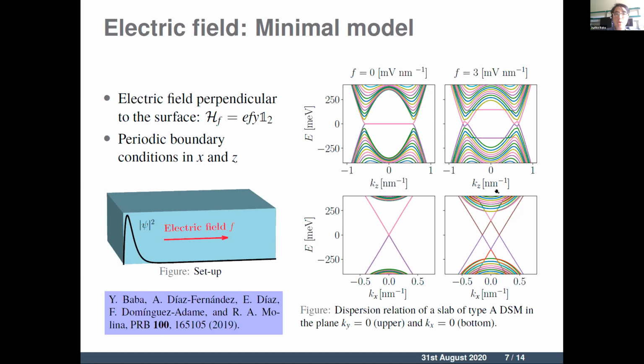And on this side of the slide, you have the dispersion relation without electric field on the left and with electric field in the right panels. The Fermi arcs are these flat states and linearly dispersive states, and the electric field, notice that it does not mix the chiralities, but it breaks the spatial inversion symmetry, so it leads to a splitting of the two cones of the opposite surfaces, as you can see in this plot here at the bottom.